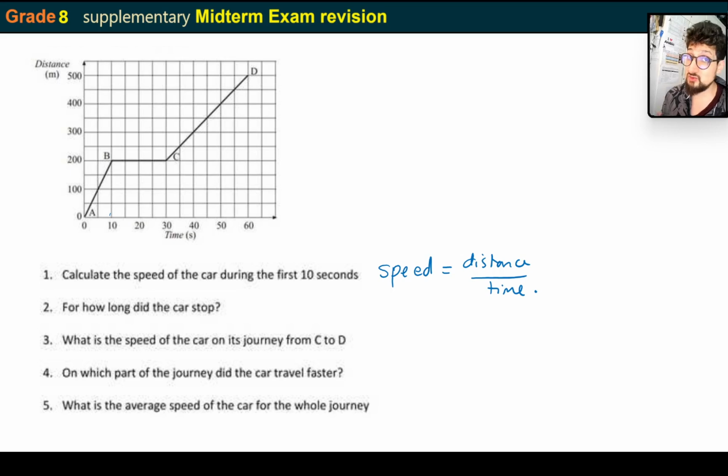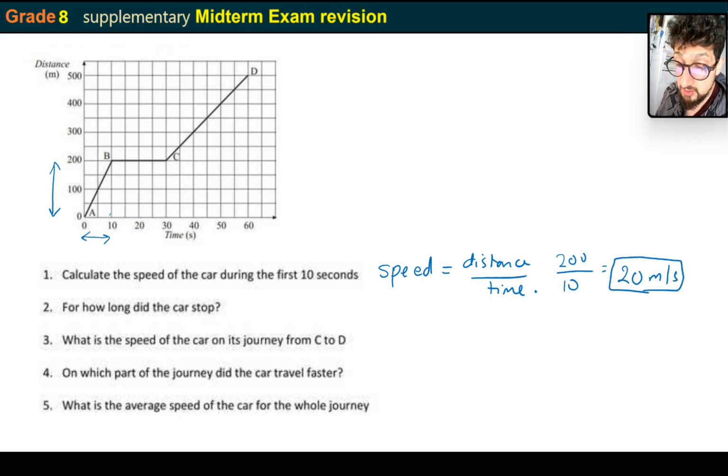Now, what I'd like you to do is pause the video and attempt to do these problems yourself, and then check your answers with me as I go along. So calculate the speed of the car. Speed is equal to distance over time, which is going to be 200 meters divided by 10 seconds. That's 200 meters, that's the distance, and that's the time, 10 seconds, and that's going to be 20 meters per second. Don't forget the units.